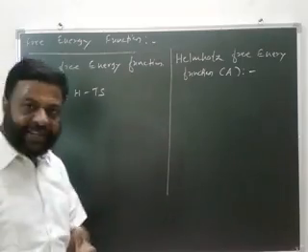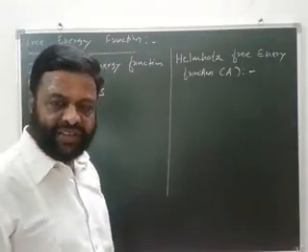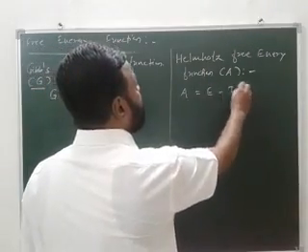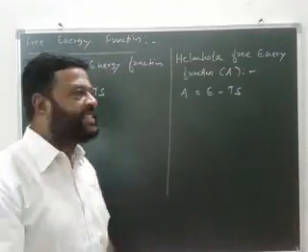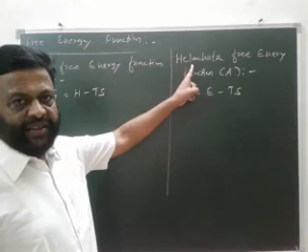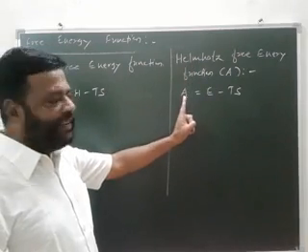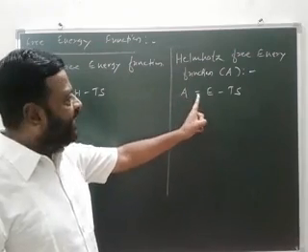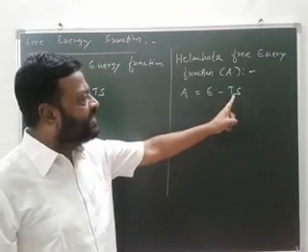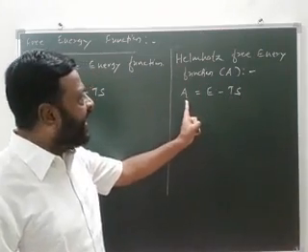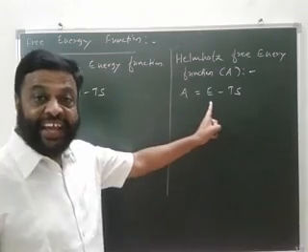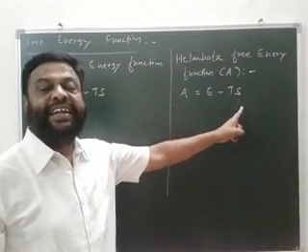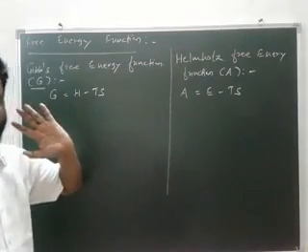Similarly, mathematically Helmholtz free energy function is defined as A is equal to E minus Ts. This equation is given by scientist Helmholtz, and mathematically it is represented by this equation: capital A is equal to capital E minus T into S. In this equation, A is Helmholtz free energy function, E is internal energy, T temperature, S entropy. All clear?